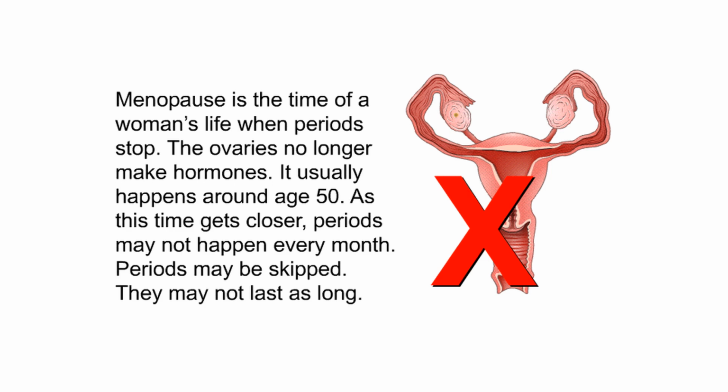Menopause is the time of a woman's life when periods stop. The ovaries no longer make hormones. It usually happens around age 50. As this time gets closer, periods may not happen every month. Periods may be skipped. They may not last as long.